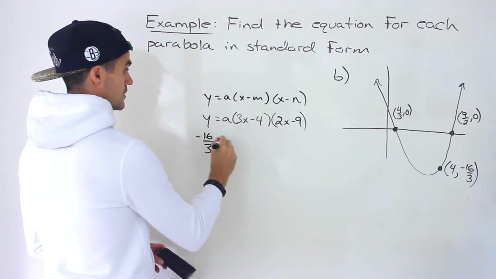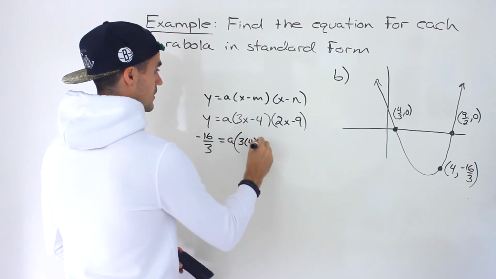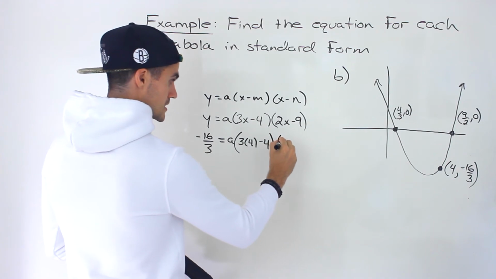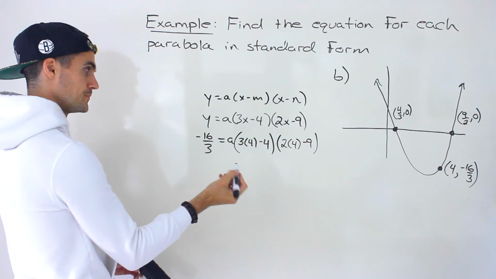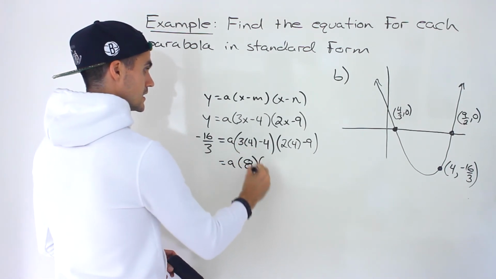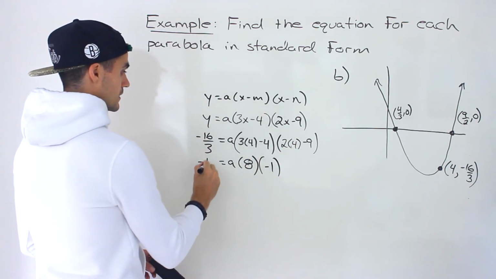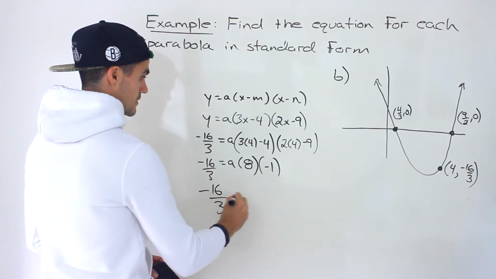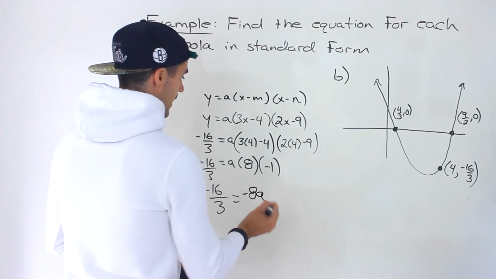We're going to have a fraction here, but let's see what we end up with in these brackets. So we'd have 3 times 4 minus 4. Plugging in 4, right, for the x values. Let's not make a mistake this time. So we end up with a times 3 times 4, 12 minus 4 is 8. 8 minus 9, negative 1. So we end up with negative 16 over 3 equaling this. Multiply everything. a times 8 times negative 1 gives us negative 8a.